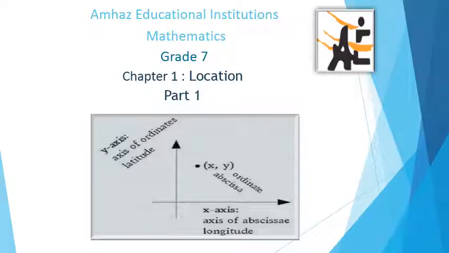Today we will start a new chapter. It's chapter 1 in your book and it talks about location. It's divided into two parts. Today we will talk about the first part.